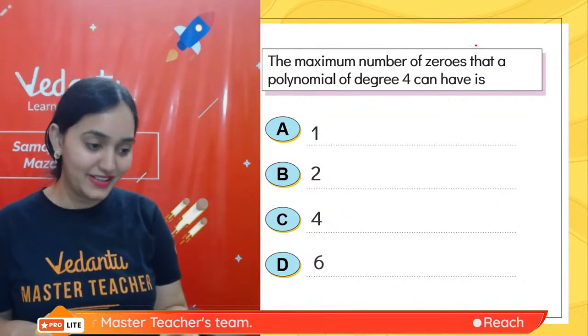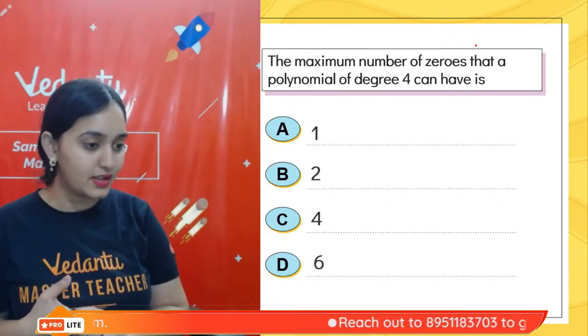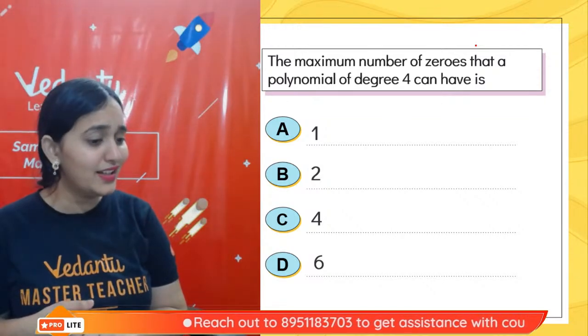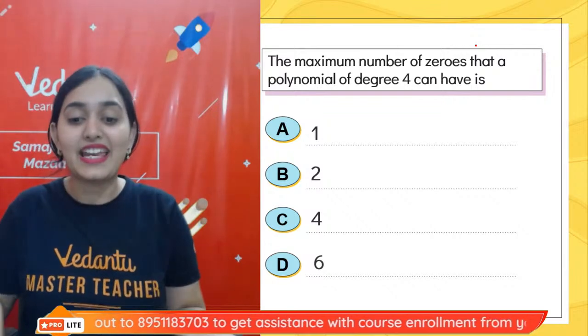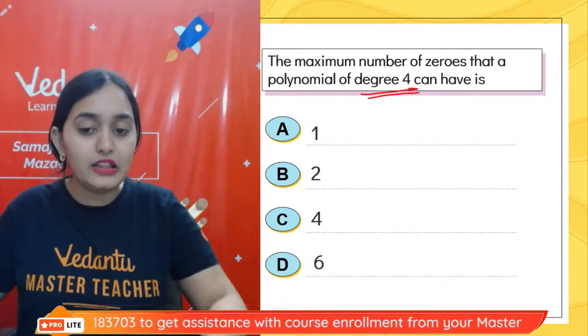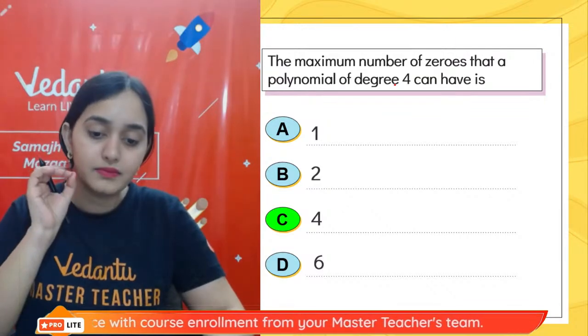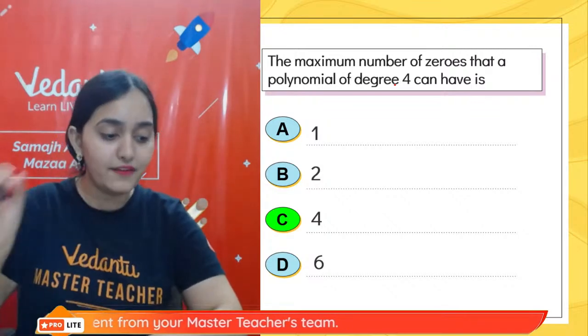Very good. Absolutely right. So easy. If the degree of the polynomial is 4, then it should have a number of zeros equal to 4. 4 zeros for degree 4.